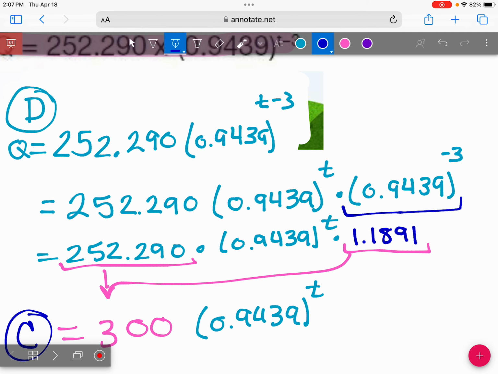Yes, dear? So did the t turn into the 0.9439? So the t's still up here. We still have it. It was this guy, the minus 3, turned into the 1.18. Oh, that was to the third that was turned. Yeah.